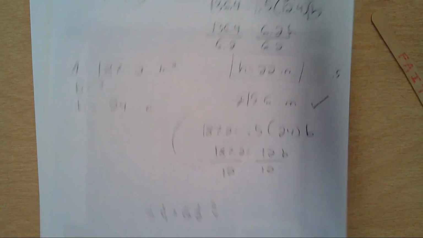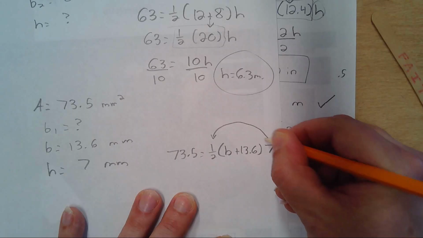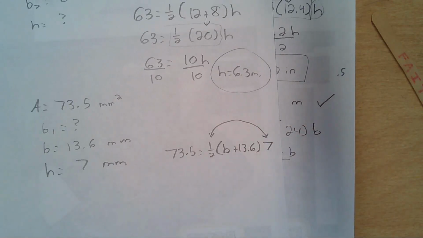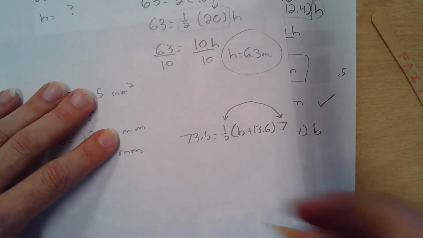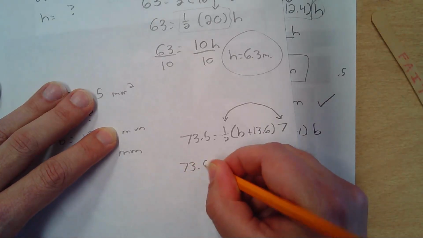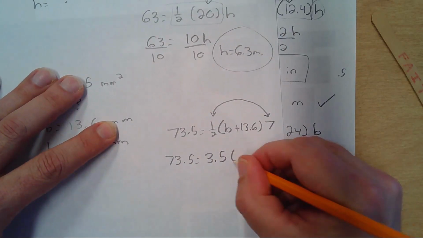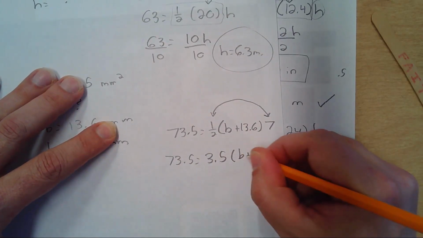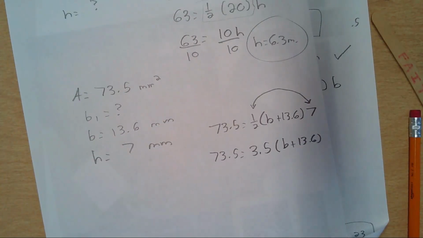But I would want to combine these like terms first. I can multiply these two things together right now. So what's half of 7? Right, so I'm going to rewrite here. I'll leave it in decimal form, 3.5, and then it's still times the sum of the bases here.